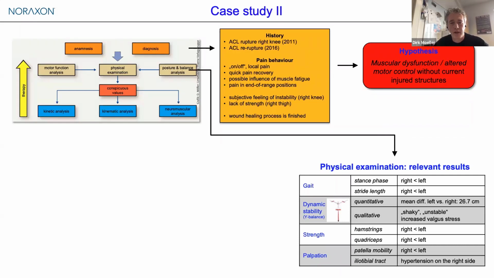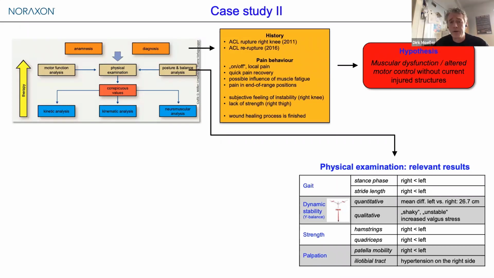What are the relevant results? We look at the gait, the stance phase. On the right side it is shorter than on the left. Same with the stride length: on the right side, shorter than on the left. We have run a dynamic stabilization test, the Y balance test, and we just calculate the mean difference between left and right of all three directions, and the difference was 26.7 centimeters. The direction on the right side is shorter.